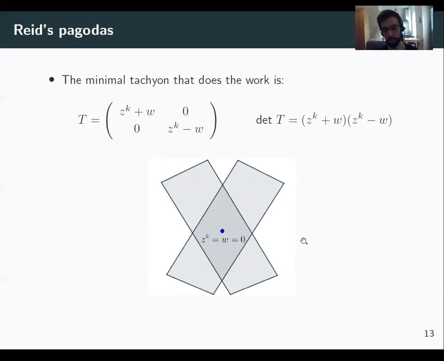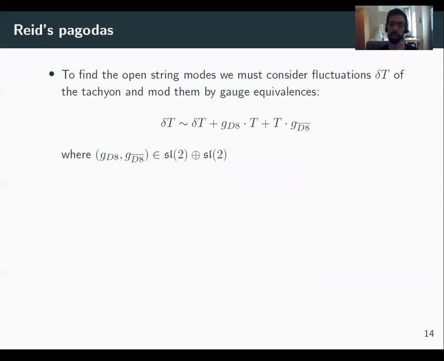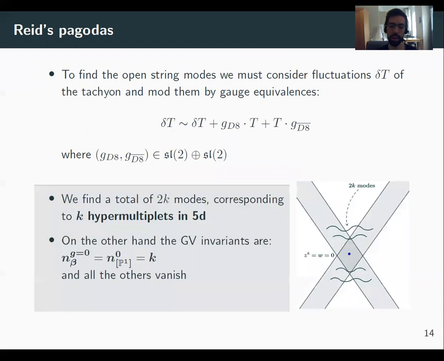And what we want to do now is to compute the open string modes between these two branes. We do it by considering fluctuations of the tachyon and performing the explicit computations. What we find is that there are 2k modes that correspond to k hypermultiplets in 5 dimensions. So the physical situation is depicted here. We have strings stretching from one brane to the other near the intersection point, and we find 2k of these modes. They correspond to k hypermultiplets in the 5-dimensional effective theory.